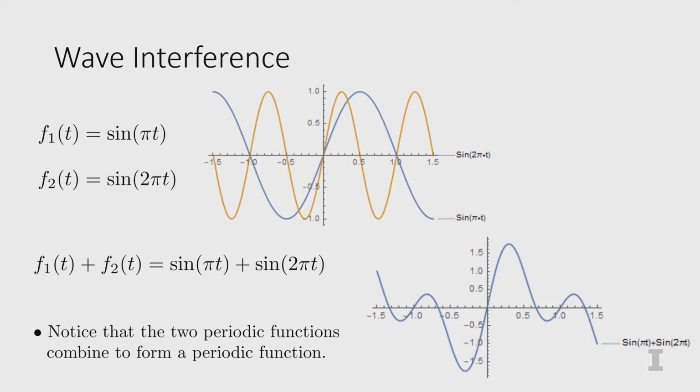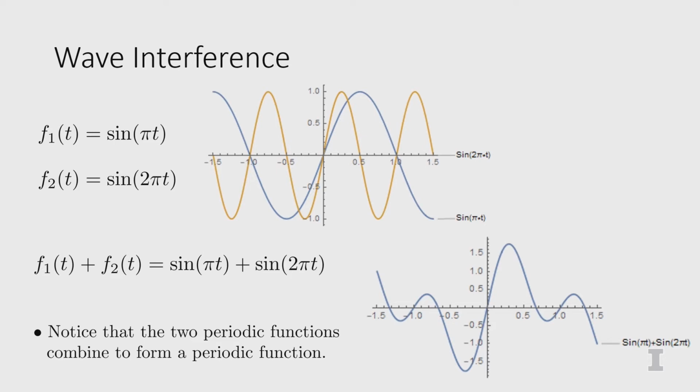Okay, so the next idea we need is something that, again, is very intuitive. It's this idea of wave interference. So suppose that you have two sine functions here. So here's sine pi t, here's sine 2 pi t.